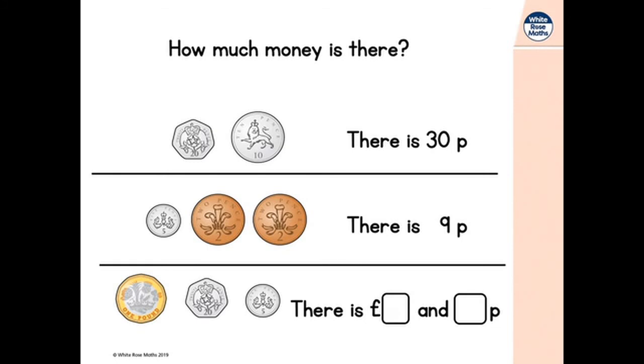Oh, well, I can see that I have 1 1-pound coin, and then a 20p and a 5p. So I have 1 pound and 25p. I'm just curious. Can you see which day I had the most money in my pocket? And which day did I have the least money in my pocket?